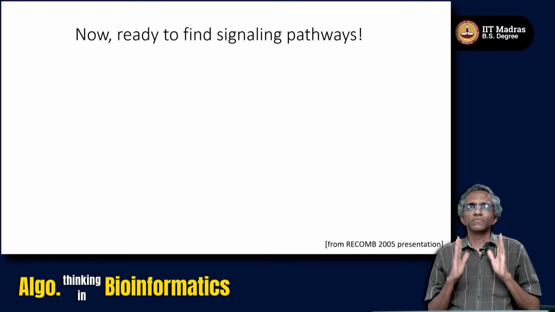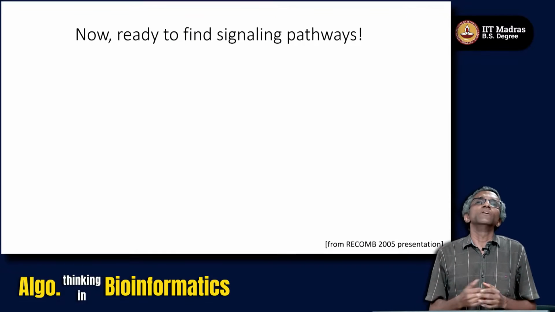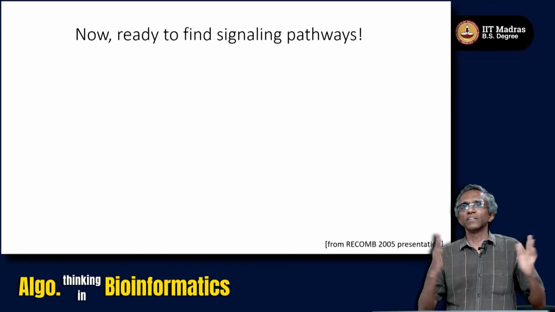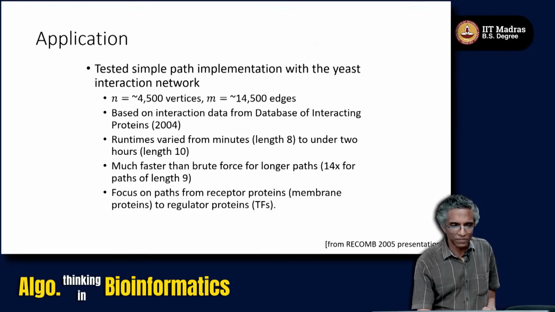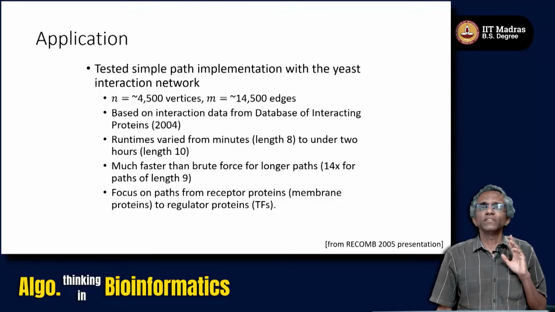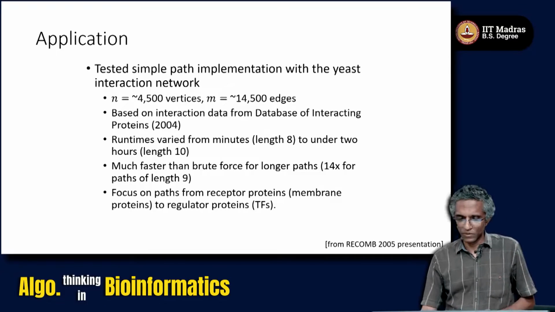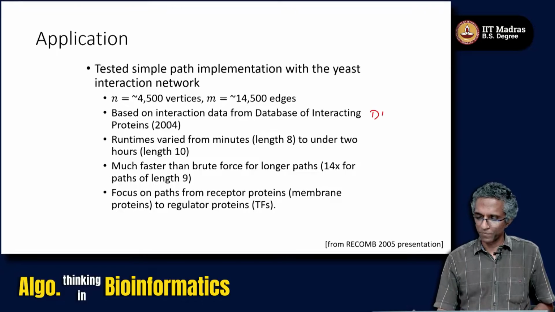So now that we have obtained the success probability analysis, and we are able to ensure that every optimal path is found in at least one of the multiple colorings that we have made for the graph, we are ready to find the signaling pathways, and we are ready to apply it. So, the authors applied it to a yeast protein-protein interaction network obtained from a database of interacting proteins called DIP.